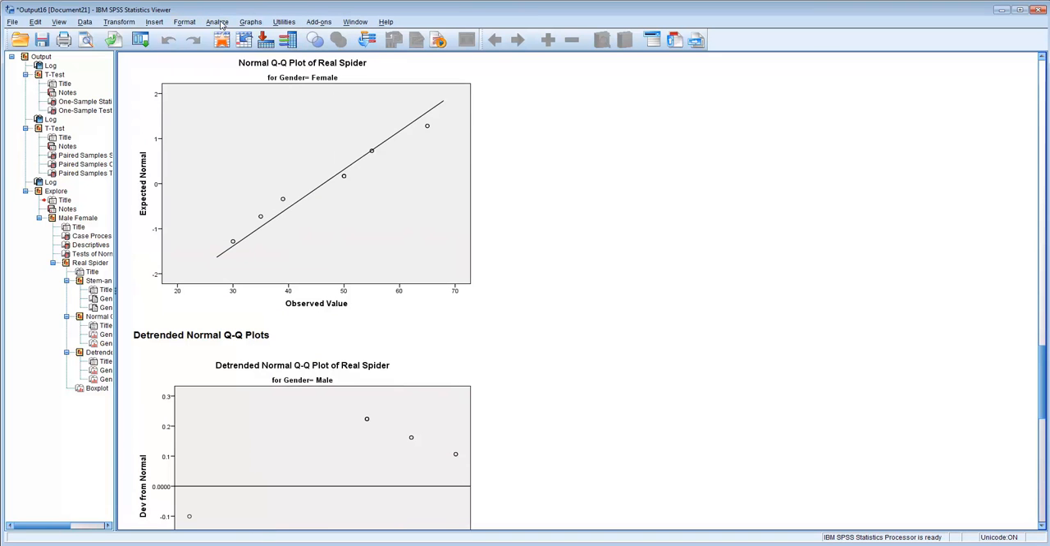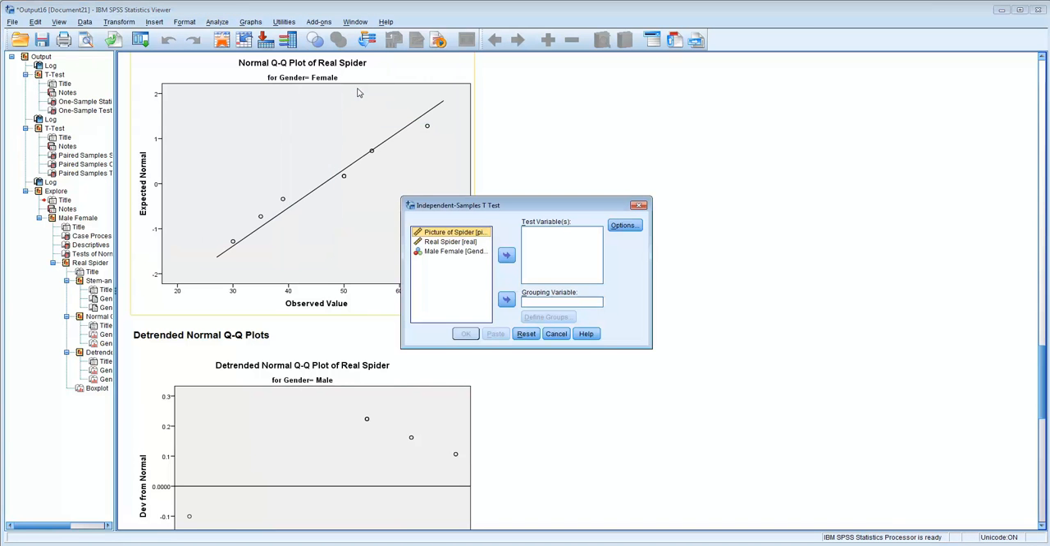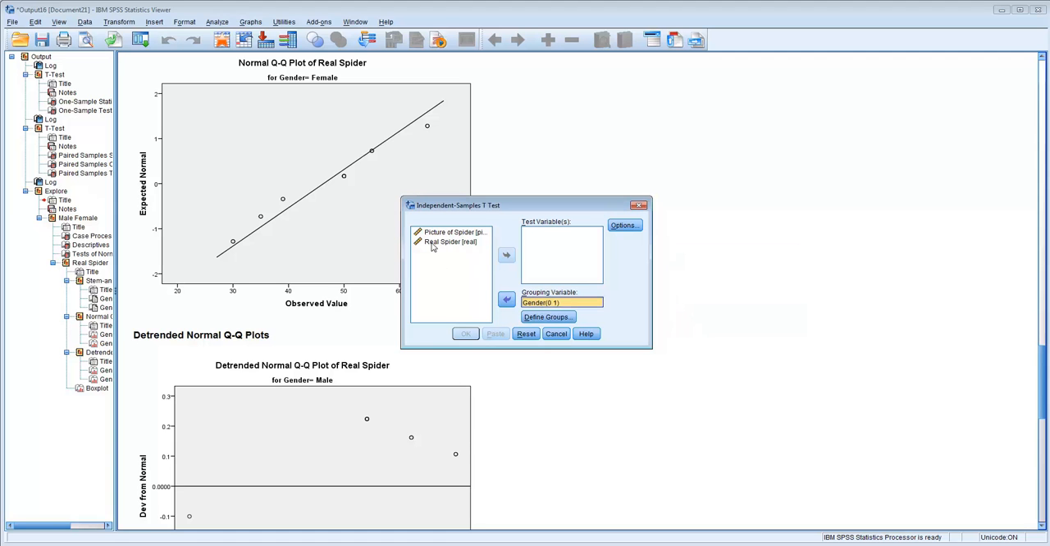Let's analyze, and let's compare two different means. And this is an independent samples t-test. These are two different groups. I'm going to bring in my grouping variable as male and female. I'm going to define them. Group 1 is going to be male. Actually, I'm going to type in 0, and I'm going to type in 1 for group 2, which is female. Click on continue, and we want to look at this t-test with a real spider.